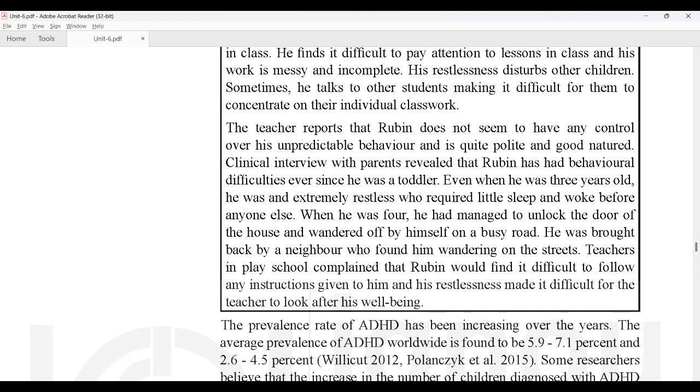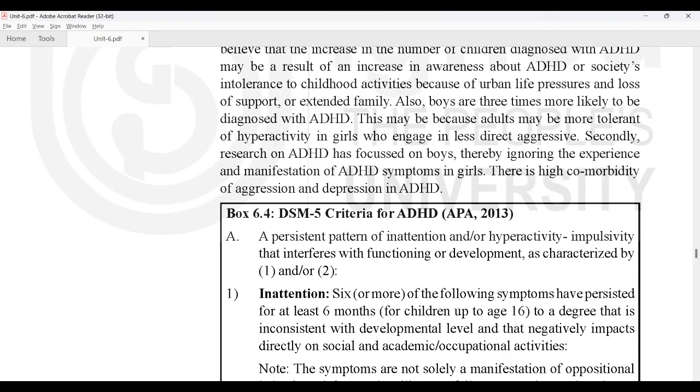The prevalence rate of ADHD has been increasing over the years. The average prevalence of ADHD worldwide is found to be 5.9-7.1% and 2.6-4.5% (Willcutt, 2012; Polanczyk et al., 2015). Some researchers believe that the increase in the number of children diagnosed with ADHD may be a result of an increase in awareness about ADHD or society's intolerance to childhood activities because of urban life pressures and loss of support of extended family. Also, boys are 3 times more likely to be diagnosed with ADHD.